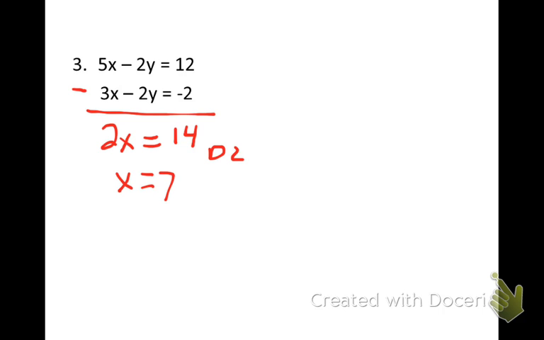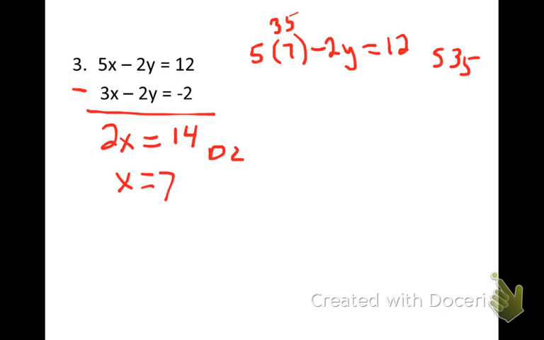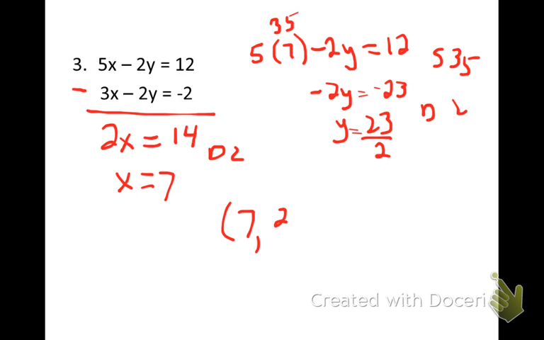Again, you can put it in either one. I'm just going to put it in the first one. So it's again 5 times 7 minus 2y equals 12. So this is 35, so I would like to subtract 35 from each side. And I get negative 2y equals negative 23. Divide by negative 2, and I get y equals 23 halves. And you can just leave it like that if you want, or write it as a mixed number. So 7 and 23 over 2 would be our answer, or 7 and 11 and a half.